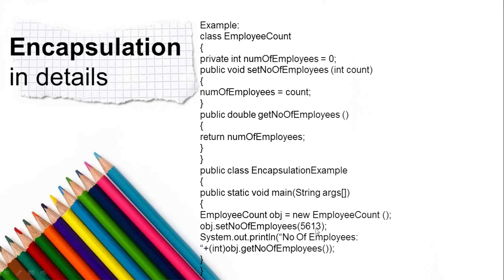After that, we are using this obj object to set the number of employees to 5,613. So you are setting it by using this object name. Without using this object name, you cannot call this method. We can call this method only by this particular object name, because this object belongs to this particular class. Make it clear to your mind.